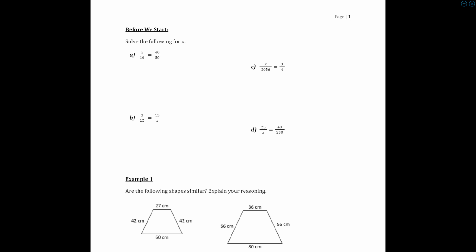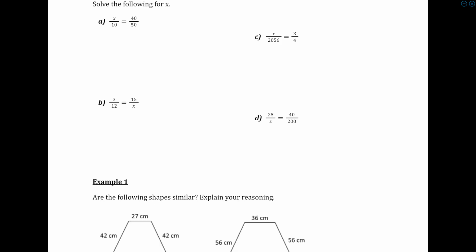So we're going to look initially at a couple questions that I think will feel very familiar. Proportional reasoning. So, A, something over 10 is equal to 40 over 50. And you'll be able to just look at that and say, oh, I know what x is right off the bat. Something over 10 is like 40 over 50.